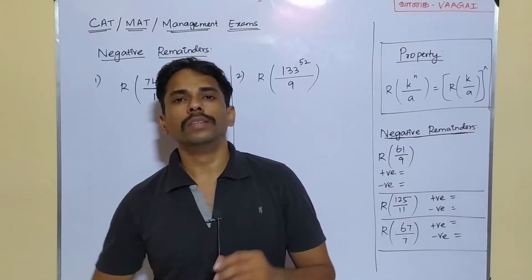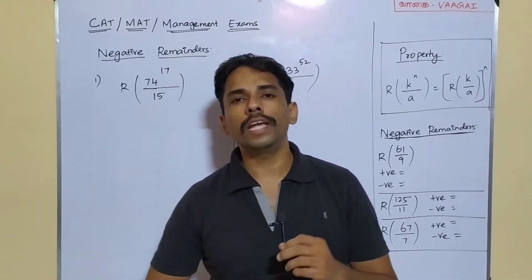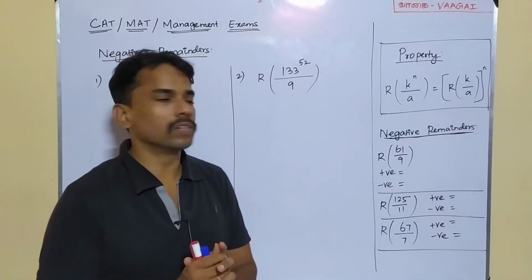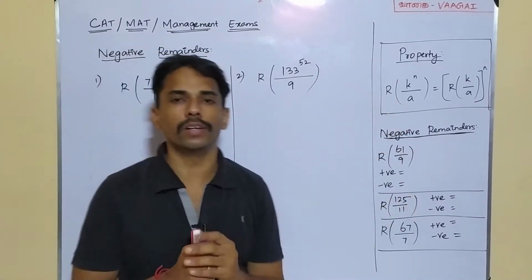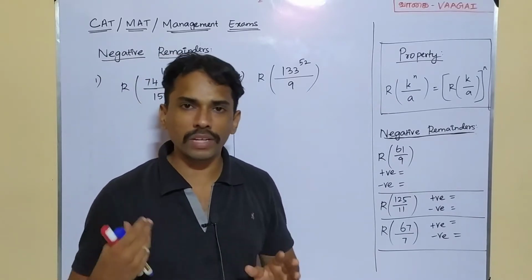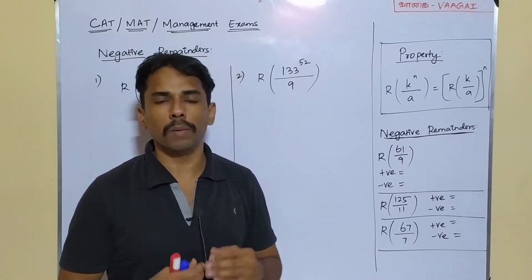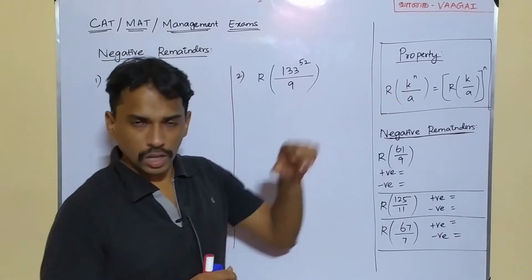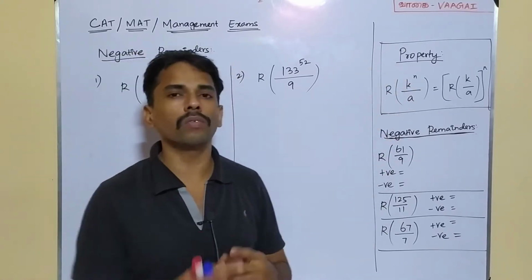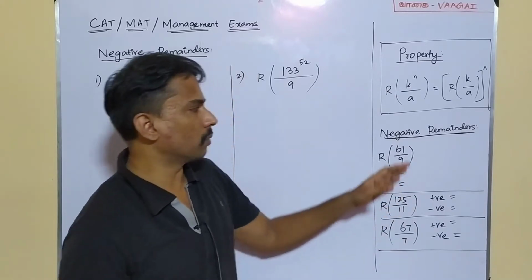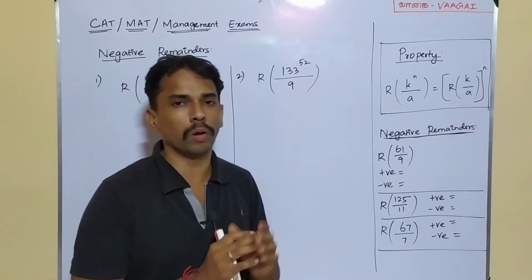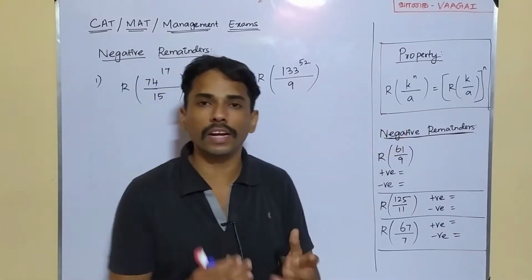So if you see this session, we are about to deal with problems based on remainders, but with a quite new concept, which is something called negative remainders. If you remember, in our previous session we solved 3 problems based on remainders using the property we are seeing here. Here also we are going to use the same property, but along with that another new idea, which is negative remainders. We have got 2 problems here, and we are going to solve these 2 problems based on this concept of negative remainders.